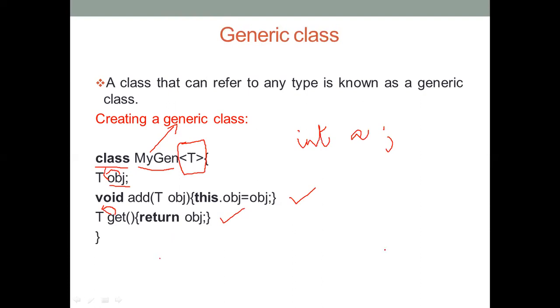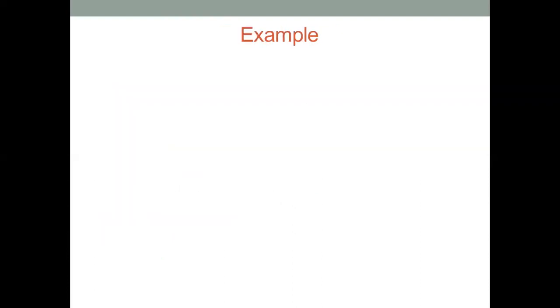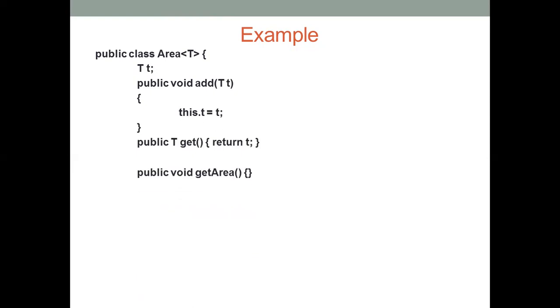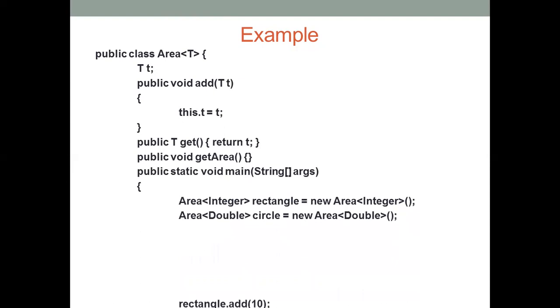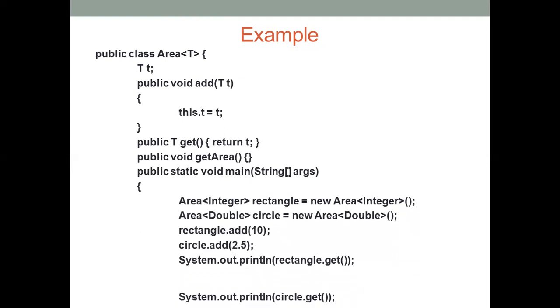Now with this basic concept of creating a generic class, let's move on to an example. Just look at this example, observe it carefully. I'm going to create a generic class called area, which is going to take the area of a rectangle as well as a circle. You may use it for finding the area of any kind of object. Just look at the code, what is being done. Here I have created the generic class with only one type parameter.